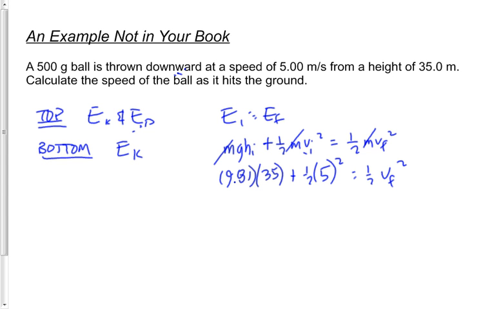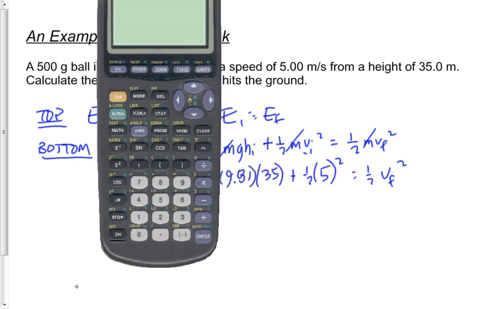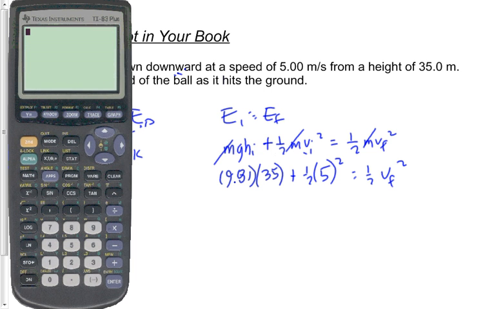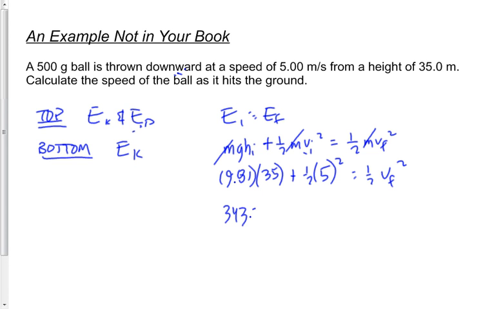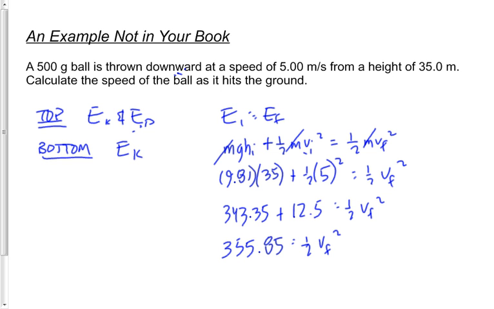Okay, a little bit tricky to rearrange, so let's do this as a group here. Let's do it one step at a time: 9.81 times 35 is 343.35. Half of 5 squared is 12.5. Let's combine those now. That gives me 355.85 on the left side. Now we're going to take care of the half. How are we going to do that? Jared, how do you want to get rid of it on the right side?